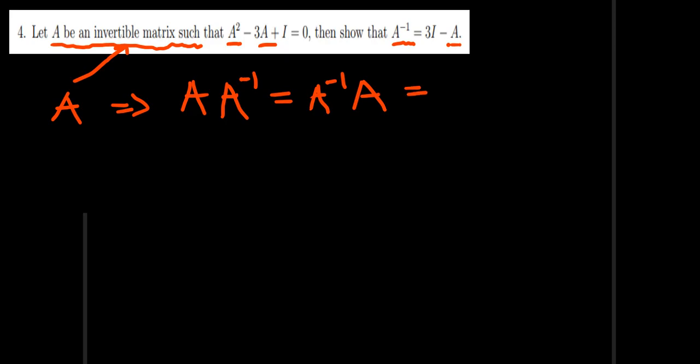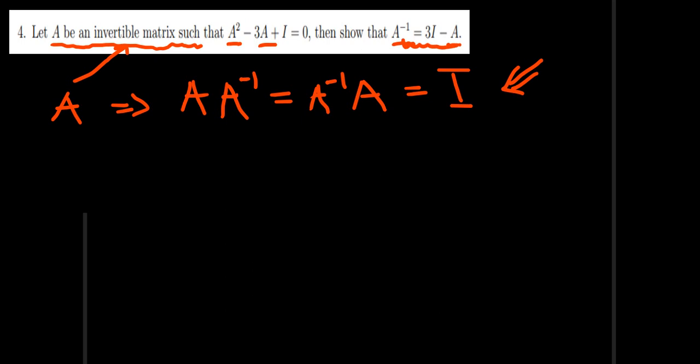So what do we know about the inverse of a matrix? We know that if a matrix A is invertible, then the product of this matrix A with its inverse will be the same as the product of the inverse with the matrix A, which will just be equal to the identity matrix. So we are going to use this concept here to show that this is true.